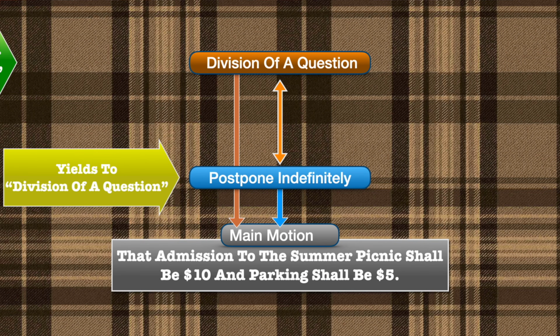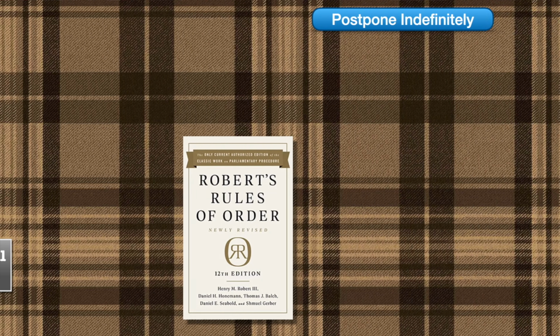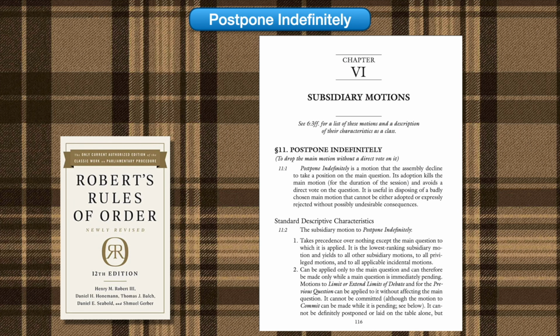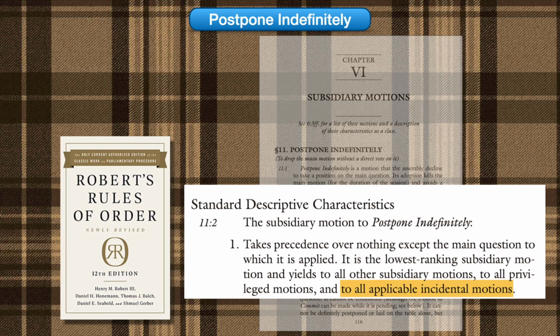The other way that we can determine this is to look at the standard descriptive characteristics for the motion postpone indefinitely to see whether it yields to division of a question. Once we pick up Robert's Rules of Order again, we will discover that postpone indefinitely is covered in Section 11 and that its standard descriptive characteristics are located in the second paragraph of that section, which states, "The subsidiary motion to postpone indefinitely takes precedence over nothing except the main question to which it is applied.